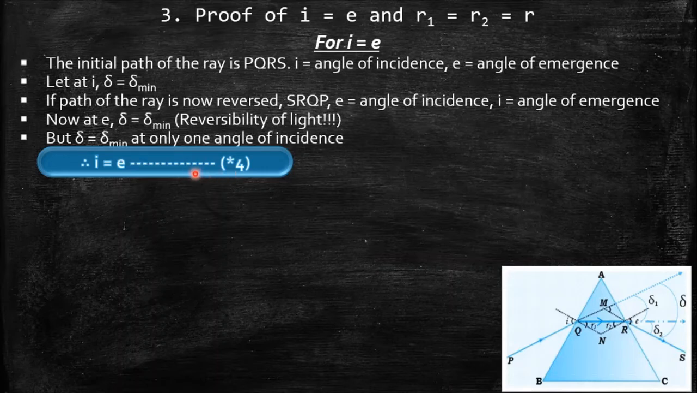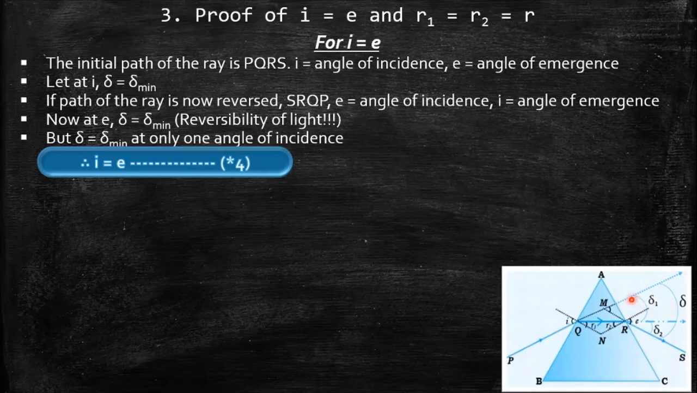Now since we have already proved that I is equal to E, I would want you all to have a look at the previous graph again. But before that, you must really understand the fact that it is reversibility of light that empowers me to find out two corresponding angle of incidences for one particular angle of deviation. I am not talking about the angle of minimum deviation here, guys. I am simply talking about the angle of deviation now.